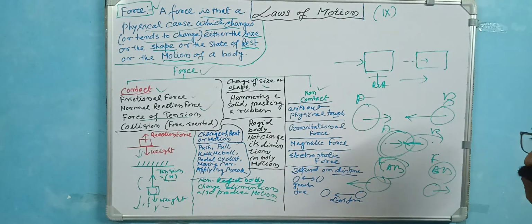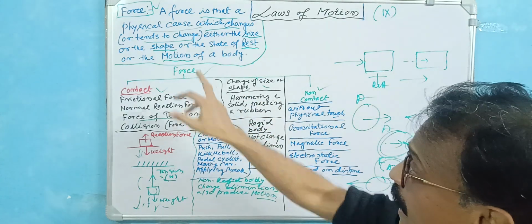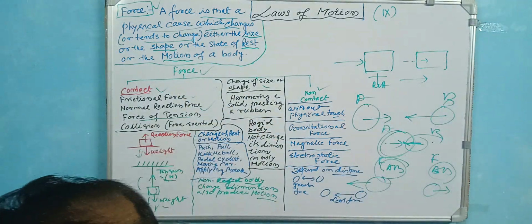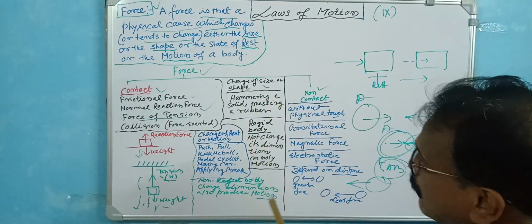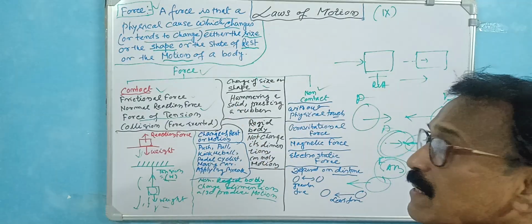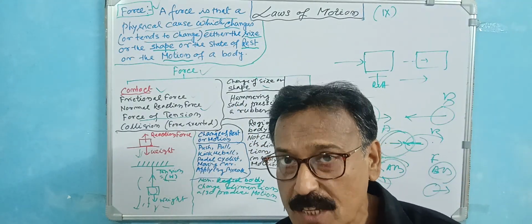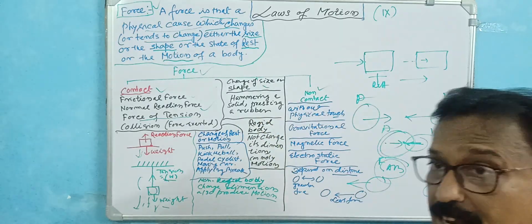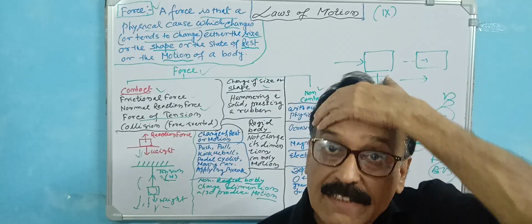The different types of force. And now, here I say this is the change of either size or shape. In which way? For example, hammering a solid: the shape is changed, the size is changed. Pressing a rubber: if you press a rubber, the shape of the rubber changes. That is a shape change.